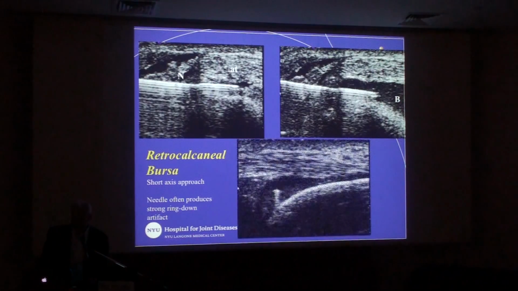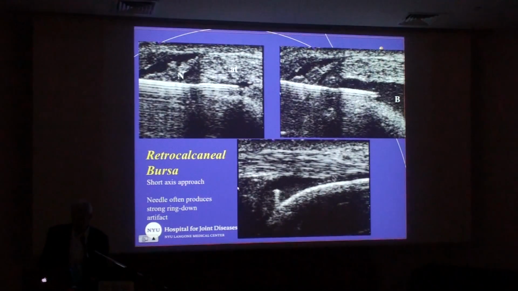If I rotate my transducer 90 degrees, I'm going to see exactly what I would expect. I'm going to see the fibrillar appearance of the tendon, the distended bursa, and we see the reverberation artifact of the needle seen in short axis. So that's exactly what I meant by that short axis technique earlier.